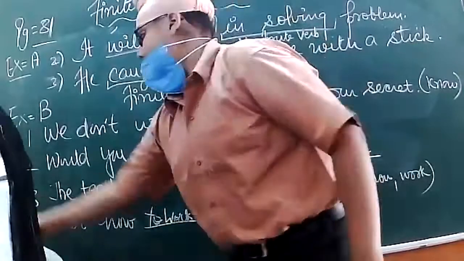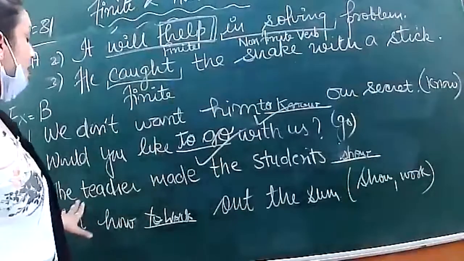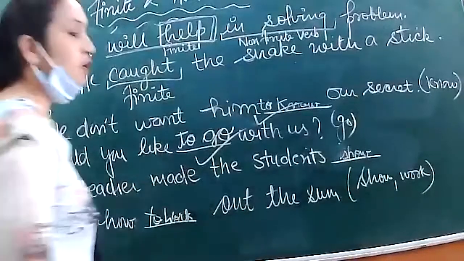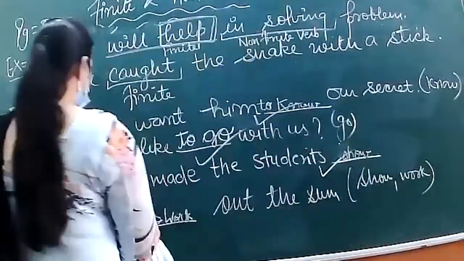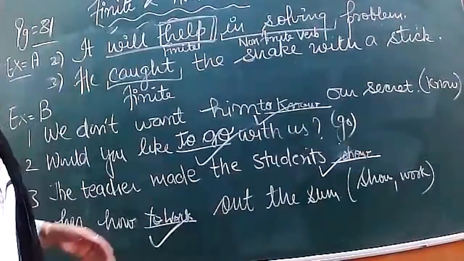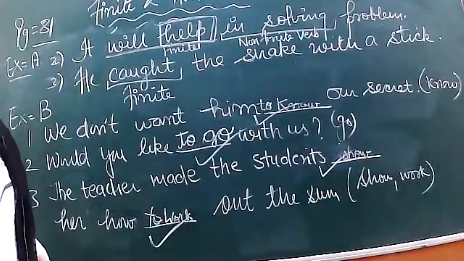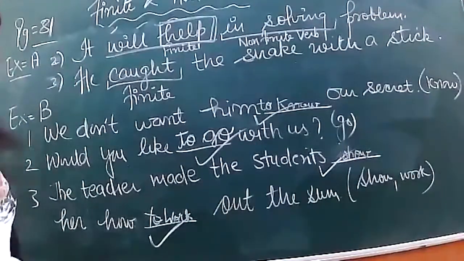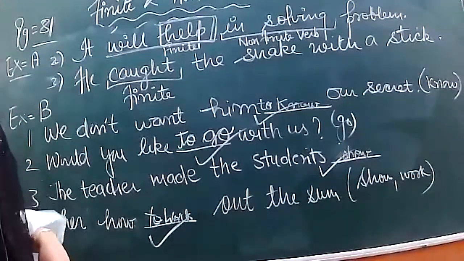Yes, his answer is also absolutely correct. The teacher made the students show her how to work out the sum. So this is the way to do exercise B. Clear? The rest of the exercise you do on your own. Okay, I just discuss it with you.